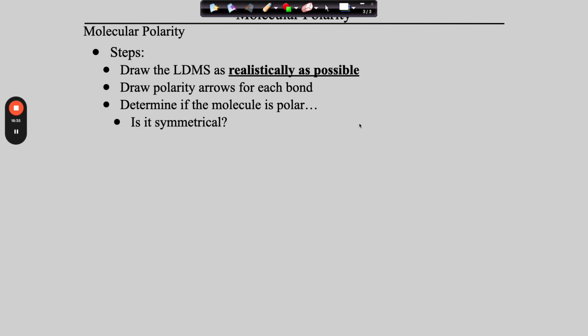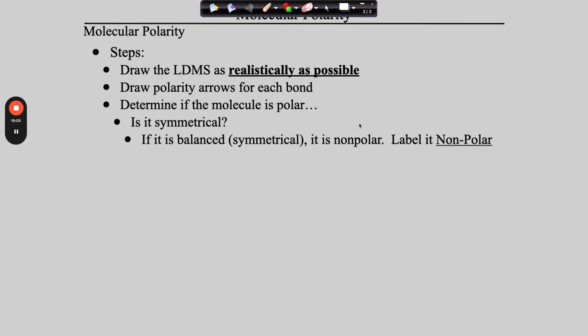So, guys, what you're going to do is you're going to figure out if these molecules are symmetrical. And then, guys, the answer is yes or no, right? Just like in the lab that we did. I know you don't remember, but that lab where we were building the models. Guys, the answer is yes or no. Is it symmetrical? Yes or no? If the answer is yes, then it's nonpolar, and you write nonpolar.